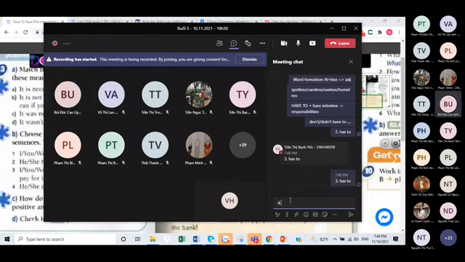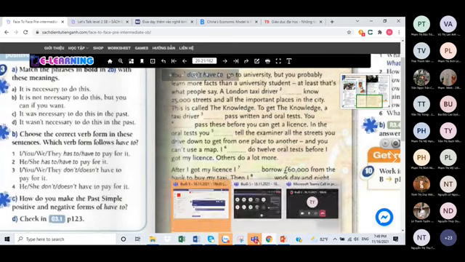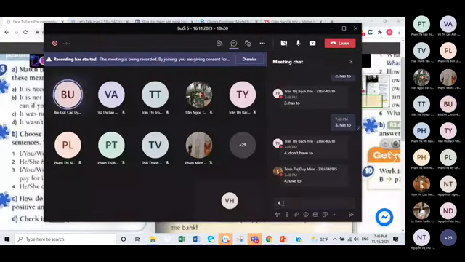And number 4. You have to pass these. It means these written and oral tests before you can get a license. You know license, right? Driving license. License here means driving license. So you have to pass. Right. Have to.